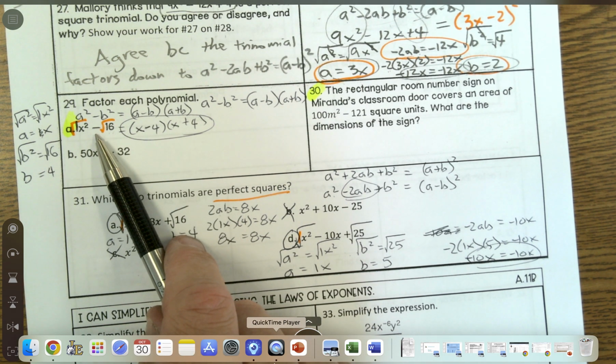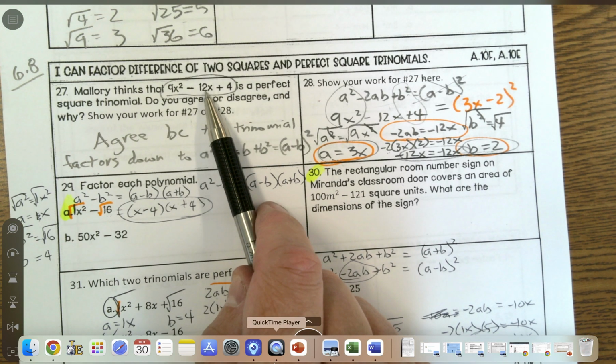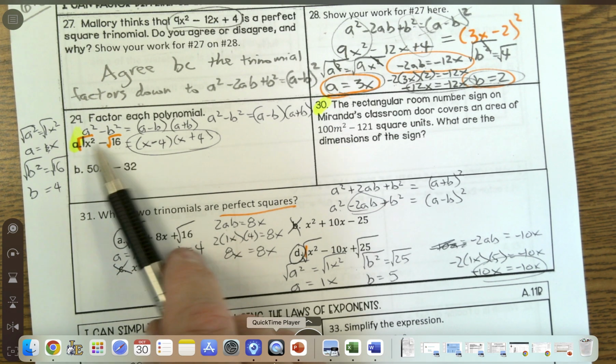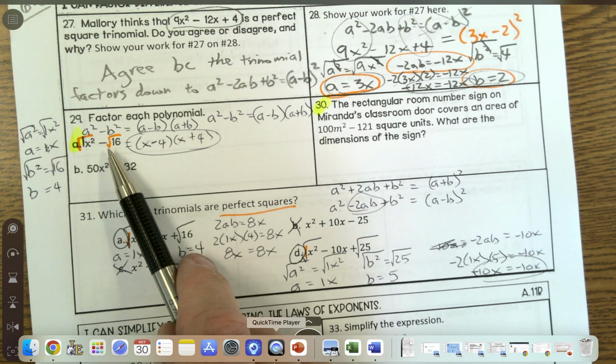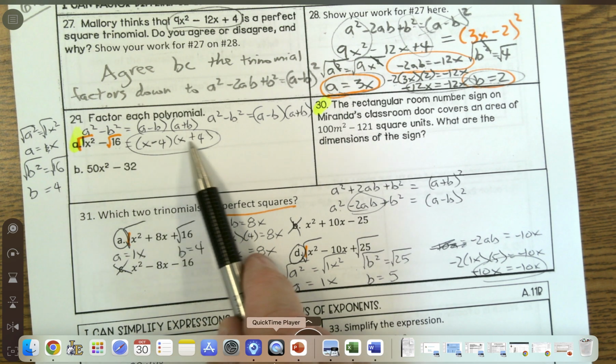So the idea is, for difference of squares, you're missing that middle term, which always has an x in it. If you notice these are perfect squares, if you square root the first term and the last term, those are going to be what your a and b is in this equation. It's like a little shortcut.